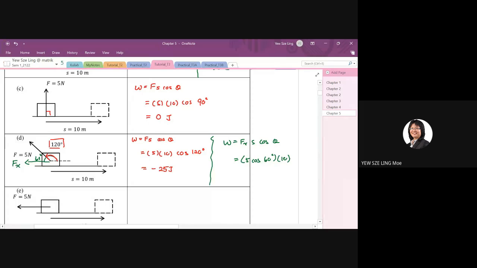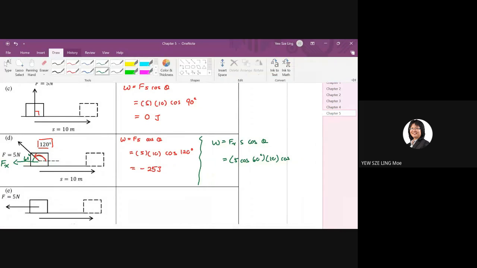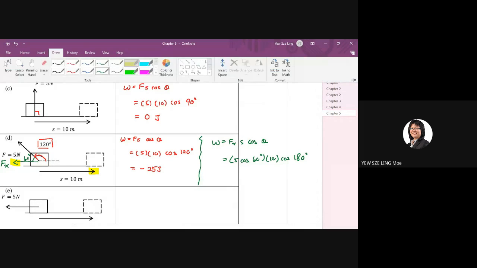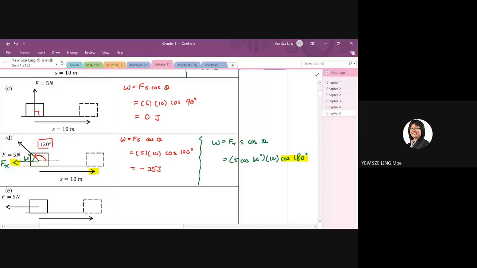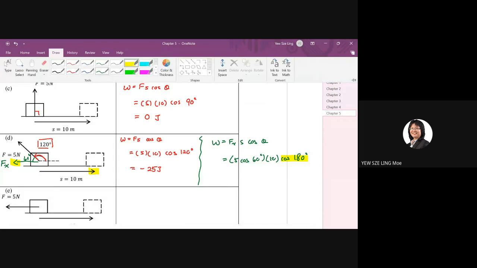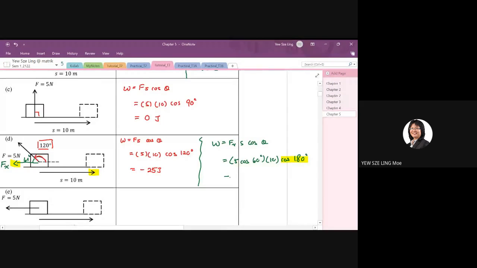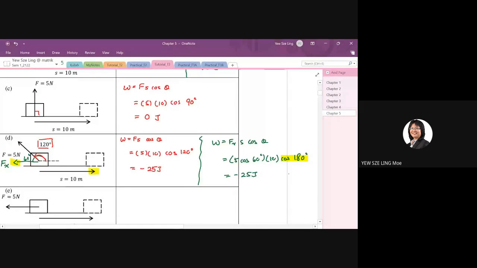But now, what should you write in the second cos? Okay, you look at the diagram. My Fx is going to the left-hand side. S is going to the right-hand side. So it forms a 180 degree between them. That's why I told you, in the second method, this second cos actually just gives you the sign convention, right? So now you know that cos 180 degree gives you -1, and then 5 cos 60 times 10 gives you 25. So the end product is -25 joule.